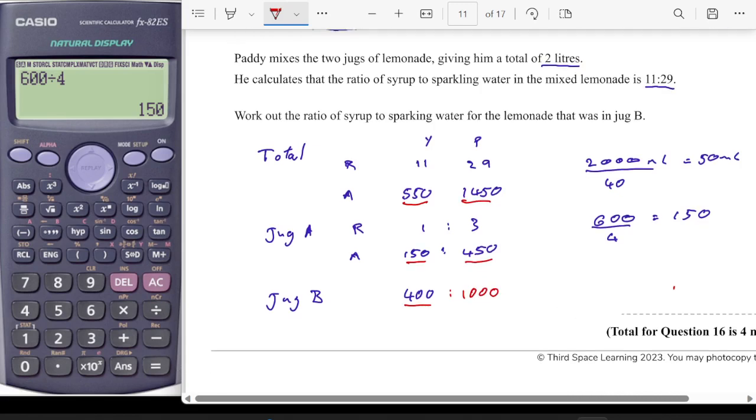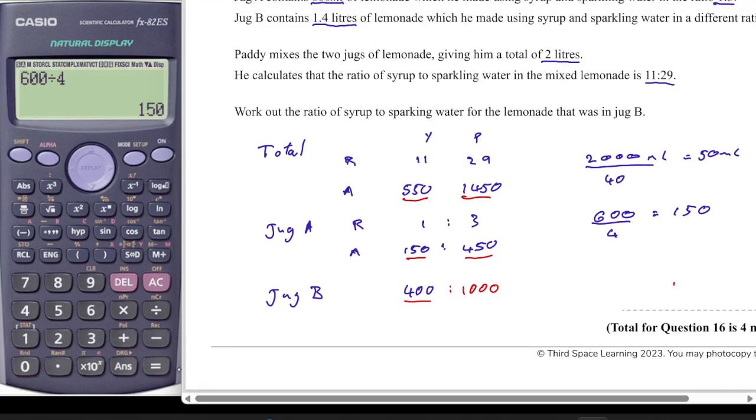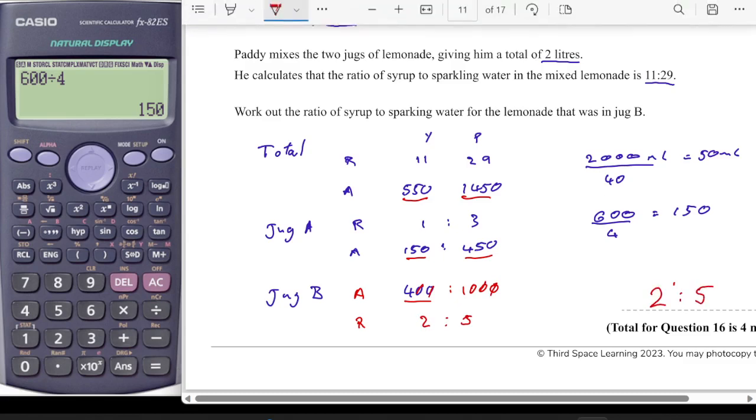Right, let's just check what we were asked. Work out the ratio of syrup to sparkling in the jug. So that's the amount. So the ratio is going to be, simplifying this, 2 to 5. Okay, there we go. Nice question.